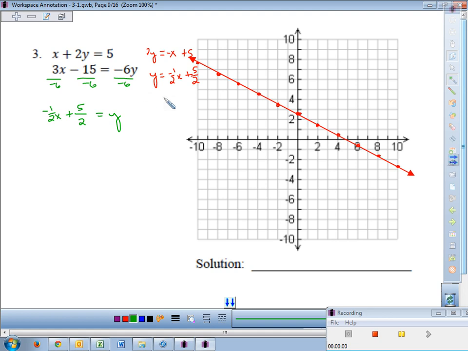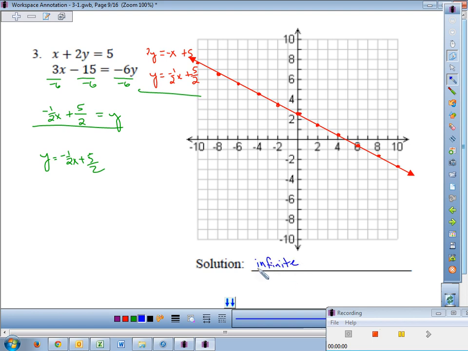So you can see that these are the exact same equation. You got y equals -1/2 x plus 5/2 if you like to have the y on the left, using a little symmetric property right there. And y equals -1/2 x plus 5/2. So I can graph the same thing again. It's all done. So this means that this has infinite solutions.